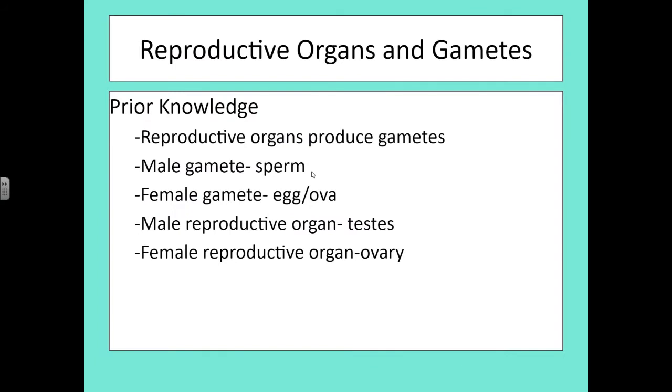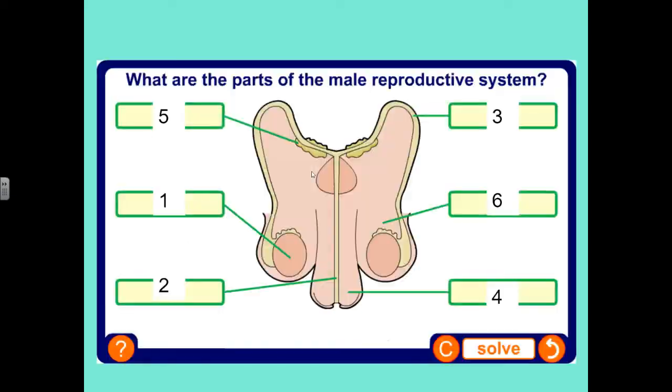So you should know the reproductive organs that produce each gamete, that the male gamete is sperm, the female gamete is, in National 5, often called egg, but in higher human, ova. The male reproductive organ is the testes, and the female is the ovary. So again, you can pause the video and see if you can label as much of this as possible. It's two sections, 5 and 6, which you don't yet know the words for necessarily.